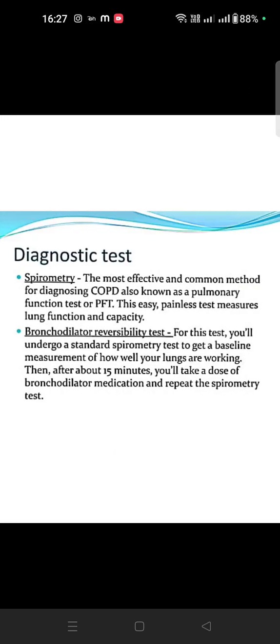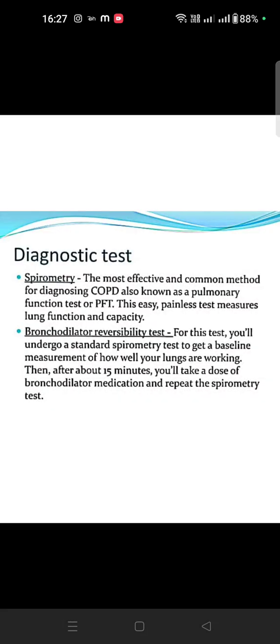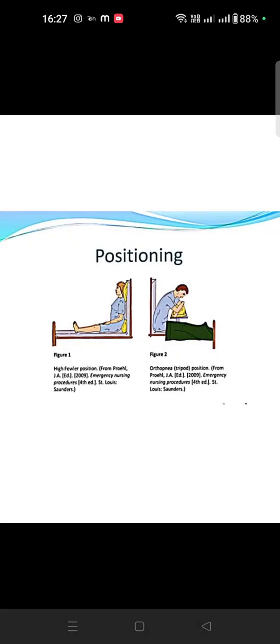Mainly spirometer is used, then the bronchodilator reversibility test. Why is it used? A standard spirometer test gives a baseline measurement, then after about 15 minutes of bronchodilator medication, the test is repeated like this. That is the bronchodilator reversibility test. And positioning: how the patient can be seated.